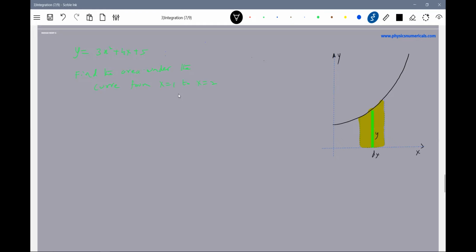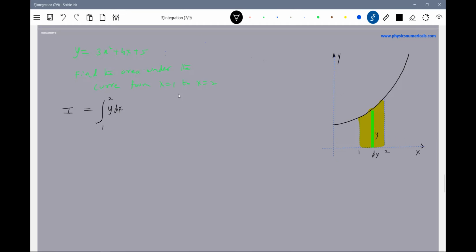Small elemental area, I'll assume it. Then first what we do, the area of that small elemental strip is Y dx. Such elemental strips of infinitesimal width and increasing height, the sum of all that will give the total area. I'm going to take the sum, which will give the total area.